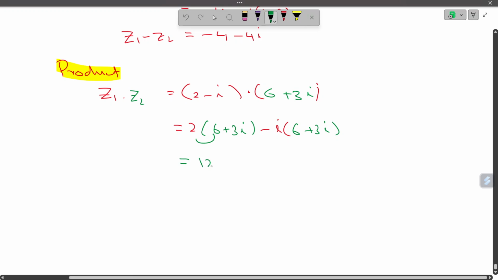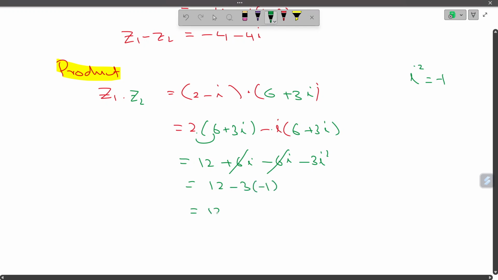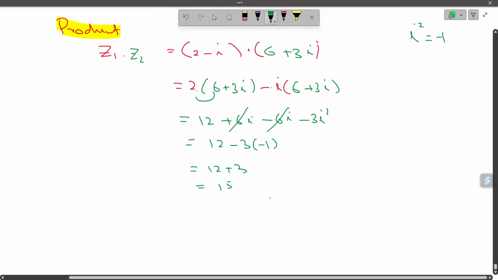2 times 6 is 12. 2 times 3 is 6i. Then minus 6i, and minus times plus 3i gives minus 3i square. We know i square is minus 1. So 6i minus 6i is gone. 12 minus 3 times i square, which is minus 1, so 12 plus 3, it is 15. 15 is the real part. What is the imaginary part? We write 0i. The product of the two numbers z1 and z2 is 15 plus 0i. Now we have done the product.